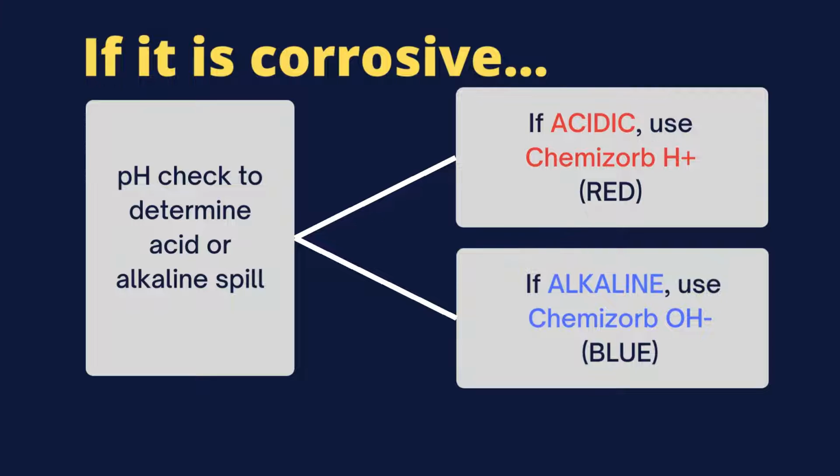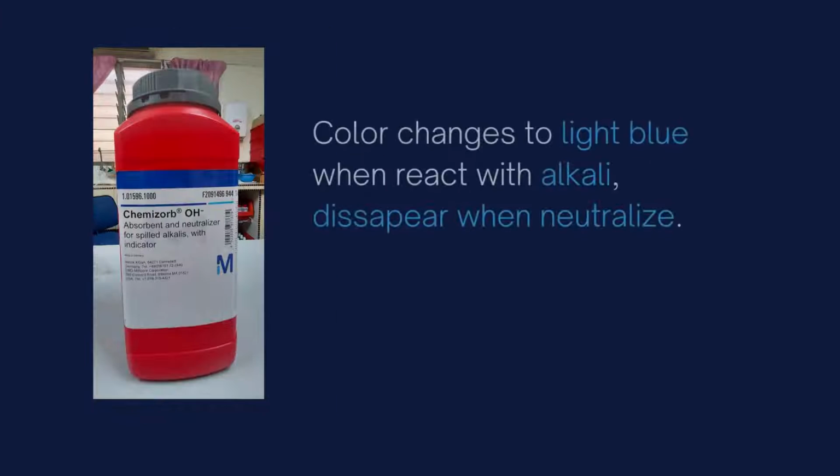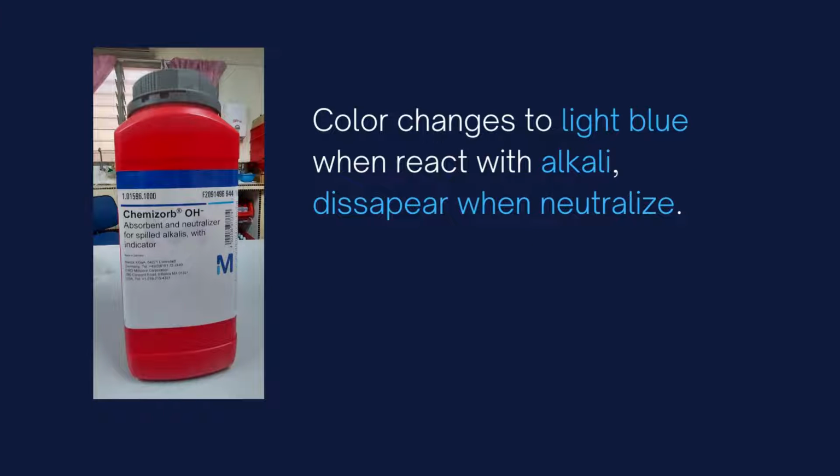If it's acid, then we have to use the Chemizot H+. If it's alkaline, then we use the Chemizot OH-. If we use the Chemizot H+ and it reacts with the acid, the color will change to pink. And once the neutralization process is complete, the pink will disappear. If it's a spilled alkaline where we use Chemizot OH-, when it reacts with alkaline, the color will change to light blue. And same as acid, the color will also disappear when neutralization is complete.